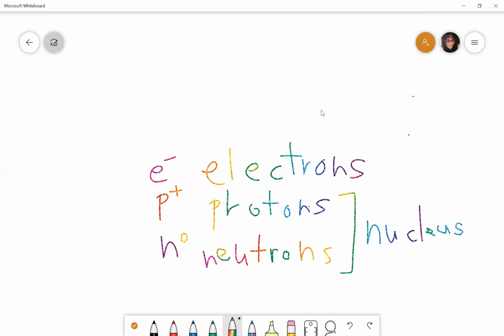Whereas these electrons are what will be orbiting around the nucleus. Various videos that you've seen so far would have explained this to you already, right? So the electrons orbit, so these are the ones found around the outside.